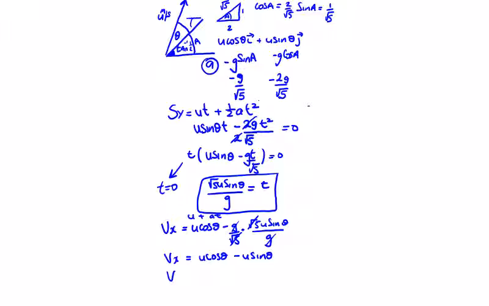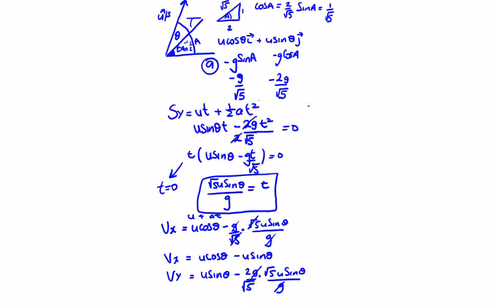And for v of y, we're going to have u sine theta minus the acceleration 2g over 5 times t, which is root 5 u sine theta over g.